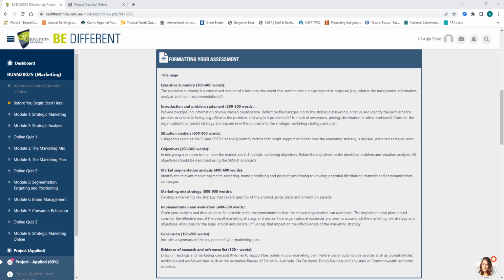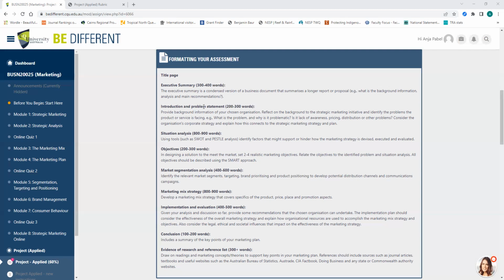So try to provide some background information on your chosen organization, and also try to include a problem statement. So reflect on the background of the strategic marketing initiative and try to identify what really is the problem that the product or the service is facing. And why is it problematic? So is it something to do with the pricing, the promotion, the distribution of the product? Is there maybe just a general lack of awareness around the existence of a product or a service?